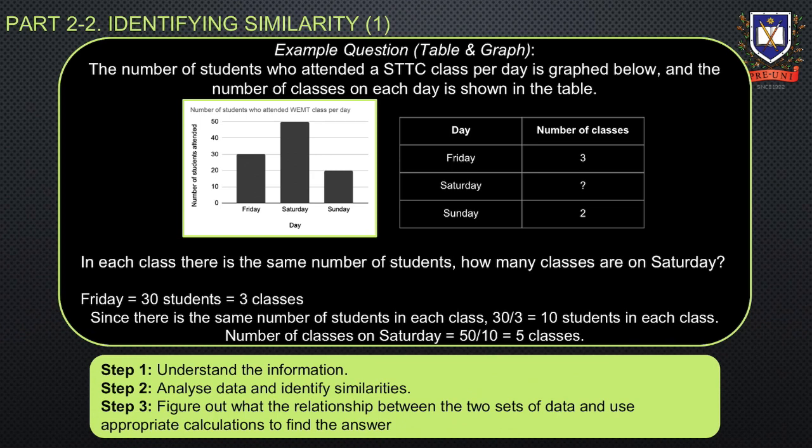On Friday, there are 30 students and there are 3 classes, as seen on the table. 30 students, 3 classes. Since there is the same number of students in each class, 30 divided by 3 is equal to 10 students in each class. That means the number of classes on Saturday is 50, which is the number of students on Saturday, divided by 10, which is the number of students in each class. So 50 divided by 10 is equal to 5 classes on Saturday.